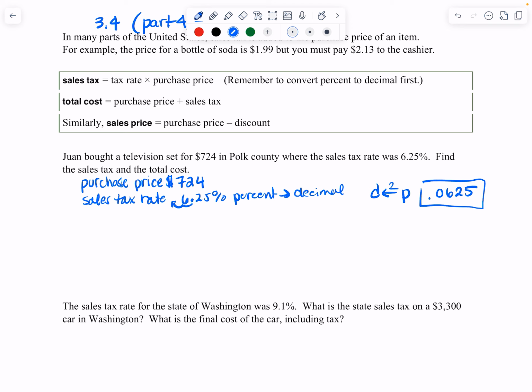So to find the sales tax, and this is the first step we're doing, we're going to take the purchase price, which is $724, and we're going to multiply that by 0.0625, and that'll tell us how much we're going to pay in sales tax. So again, get your calculator out. 724 times 0.0625, and I get $45.25. So that is the sales tax.